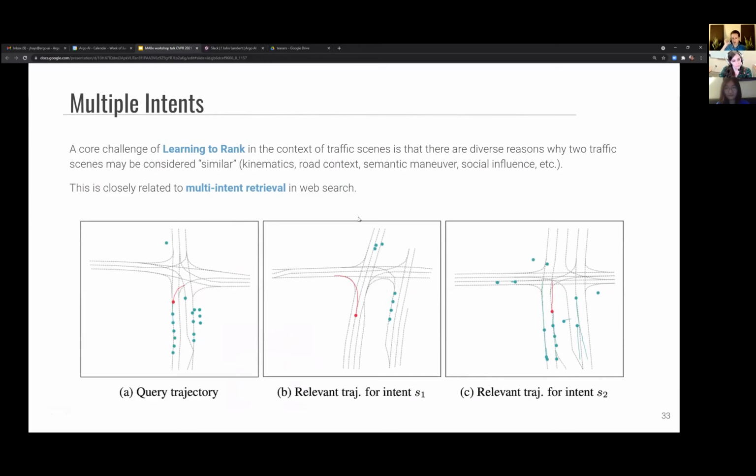Of course, it's really hard to define what's relevant. So in this case, relevance is defined in terms of intent, where there are these intents or attributes of the scenario. One intent might be turn and then change lanes. That's what this middle one is showing. And another intent might be queue behind a leading vehicle.